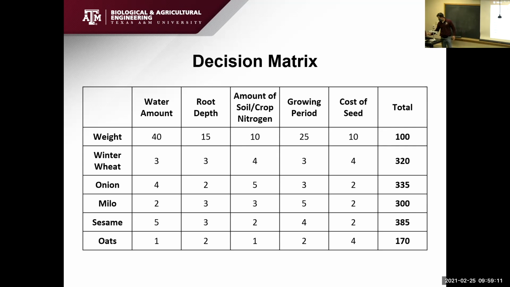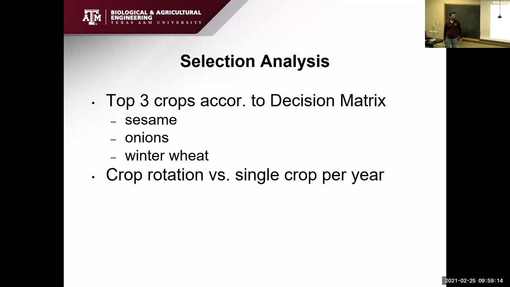Howdy y'all, I'm Jared, and my part is the selection analysis part of the project. For what Colin just said, the top three crops from that decision matrix are sesame, onions, and winter wheat, in that order.